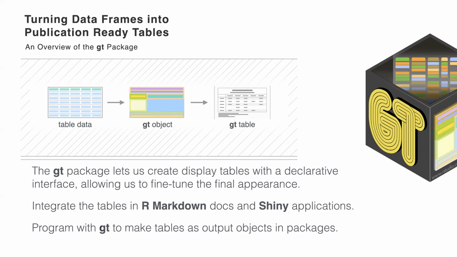That's the idea here. And as I said, you can do R Markdown. You can have these tables appear in R Markdown, or they can be inside Shiny applications as well. And the cool thing is you can actually program with GT and make tables as output objects in packages. So any package you make, you can have it display a GT table for people if they want it.